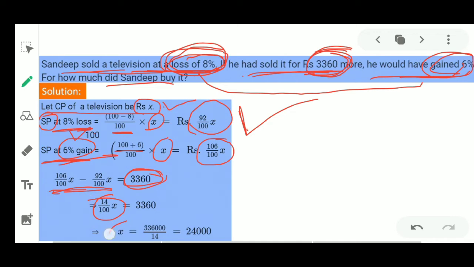Now x is, if we take 14 by 100 to the right side, then it will become the reciprocal of this number, that will become 100 by 14. Okay, so now 3360 by 14 multiplied by 100.